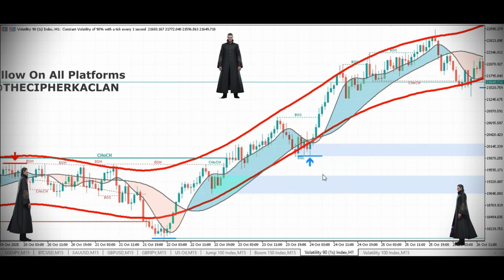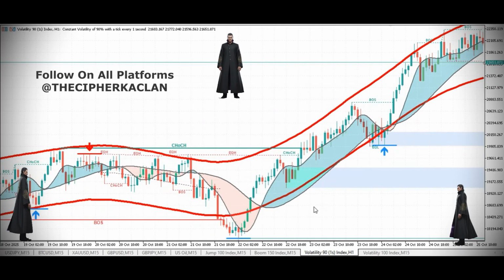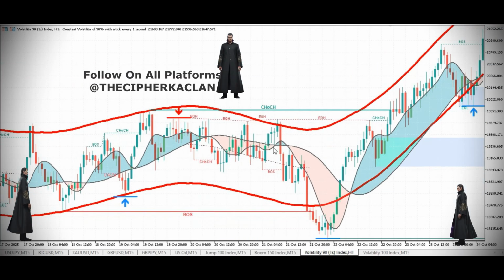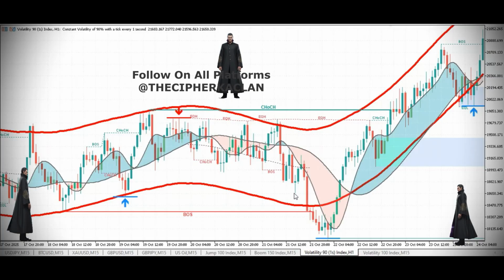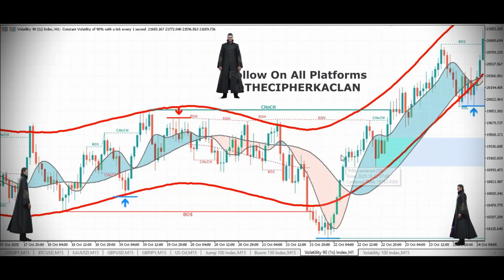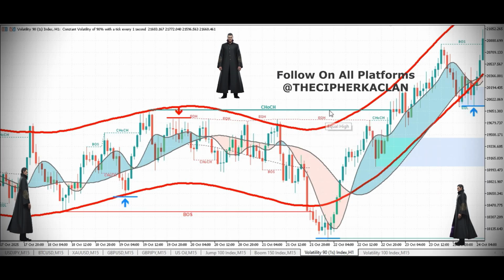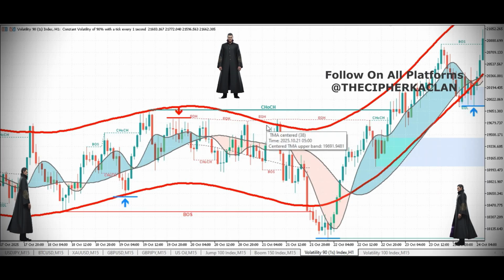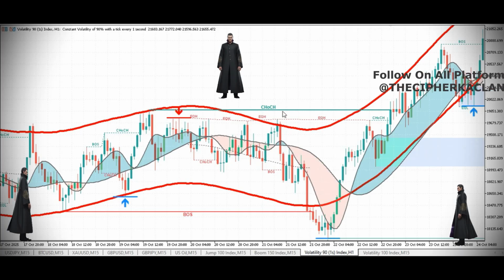So this jutsu, it is the ultimate jutsu. You don't need to waste your time learning so many SMC things, all those things. You don't have to, because this particular jutsu labels out everything for you, everything. This is the higher time frame change of character.